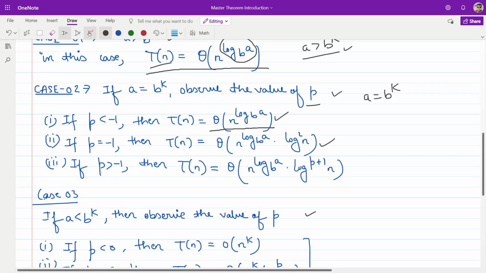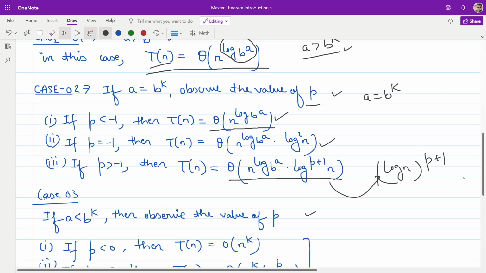In the third case, when p is greater than minus 1, this is going to be your form. This is going to be the time complexity: n raised to the power log a base b multiplied by log n raised to the power p plus 1. That means log n raised to the power, you already know the value of p, so this is the last term. Okay, I have written it for simplicity. Log n you have to compute, and the entire value has to be raised to the power p plus 1.